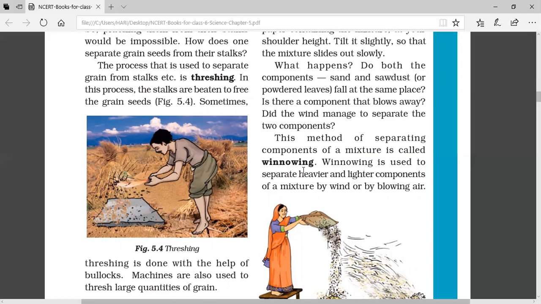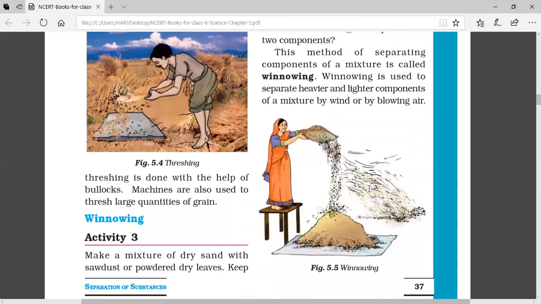See, this is a method of separating components of a mixture where one of the components is lighter and the other one is heavier, with the help of air. Winnowing can be done only with the help of air. It is used to separate the heavier and lighter components of a mixture by the wind or blowing air.